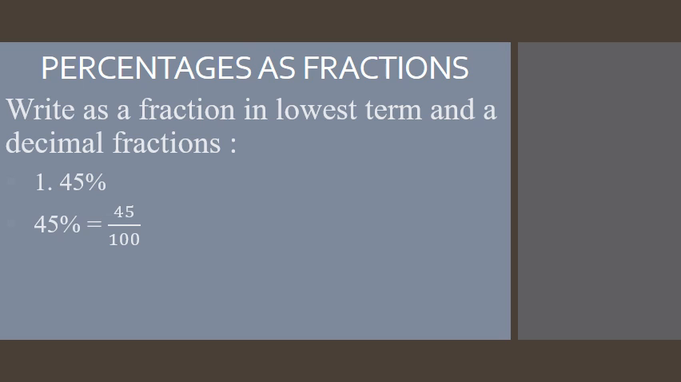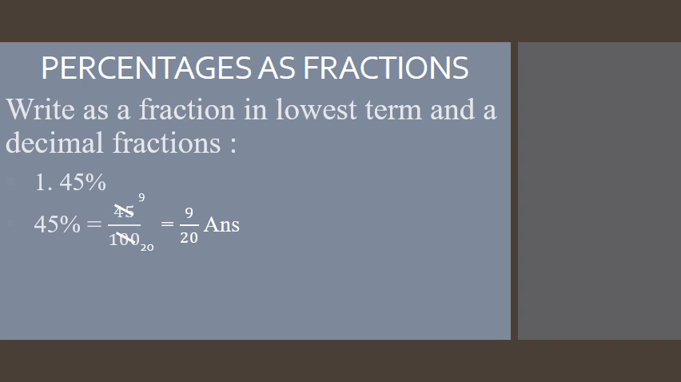Children, you know 45% means 45 out of 100. So we can write 45% is equal to 45 upon 100. Right? Now children, since 45 and 100 can be divided by common number 5, so we will divide 45 by 5 and 100 by 5. When we divide 45 by 5, what do we get? We get 9. And when we divide 100 by 5, what do we get? We get 20. So, our answer is 9 upon 20.